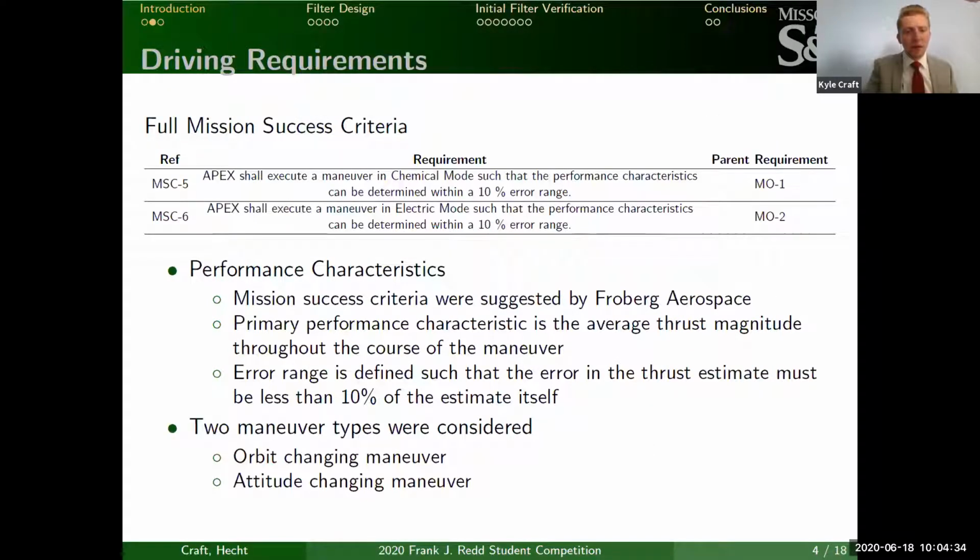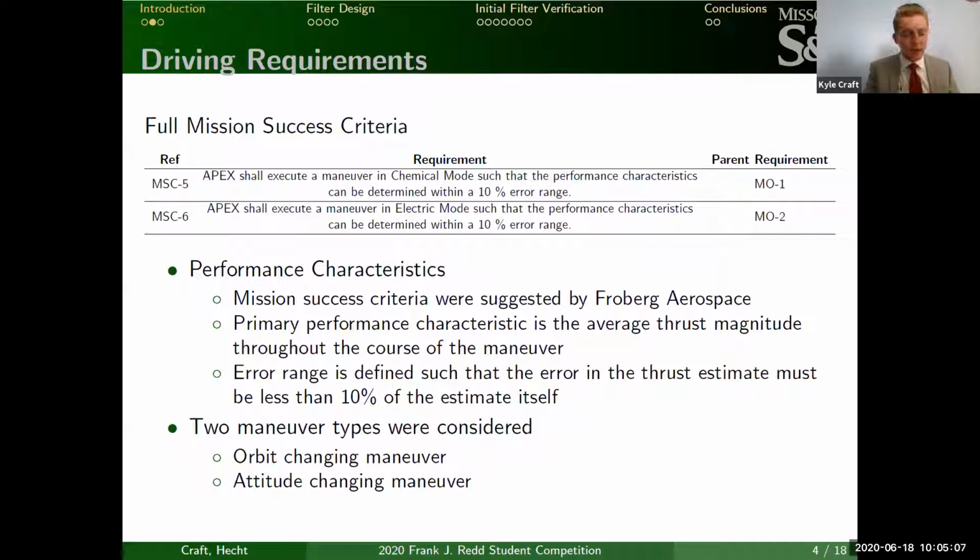Now, some of the driving requirements for full mission success is that we're going to need to determine the performance characteristics for both chemical and electric mode to within a 10% error range. Now, this was given to us by our partners in the endeavor, Froberg Aerospace, the individuals developing the thruster. And the primary performance characteristic that they're looking for is the average thrust magnitude throughout the course of the maneuver. Now, the error range, that 10% error range, is defined as 10% of the estimate itself and the one standard deviation value.